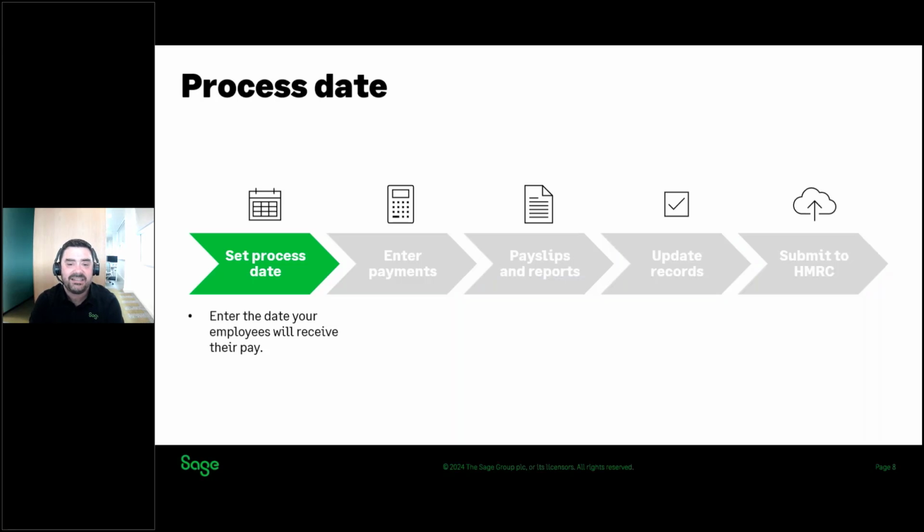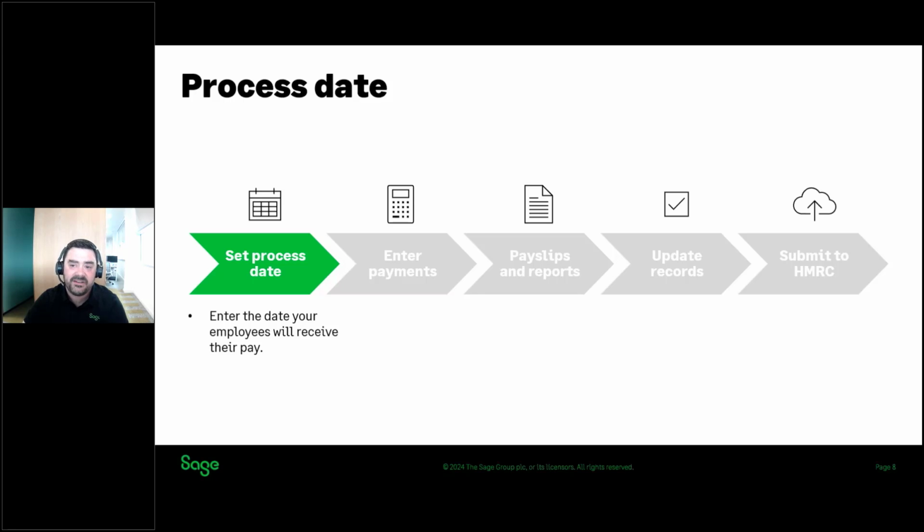So first step is setting the process date. It is important that you enter the date the employees receive their pay rather than the date they worked up to. The only exception to that rule is where the regular pay date falls on a non-banking day, in which case you would record the regular pay date as your process date, but you'd actually make the payment to your employee on the nearest banking day.